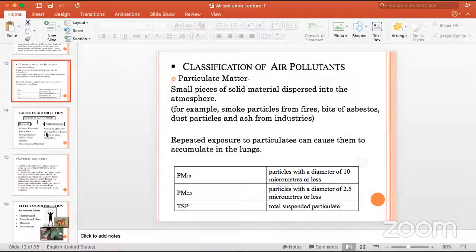The case of air pollution again is such that we need to look at the causes of air pollution. Now, air pollution is majorly caused because of two reasons. The first reason is a natural reason, and of course we have the most pressing issue of today, which is the anthropogenic or the man-made reason.